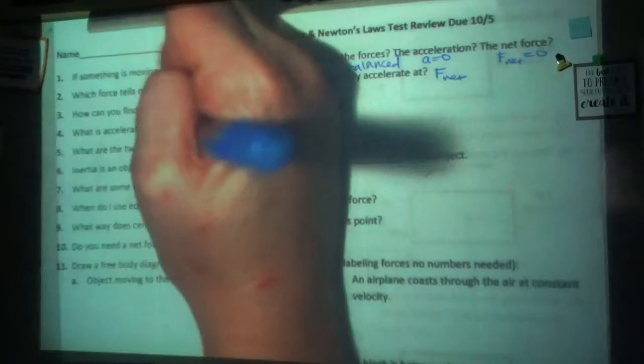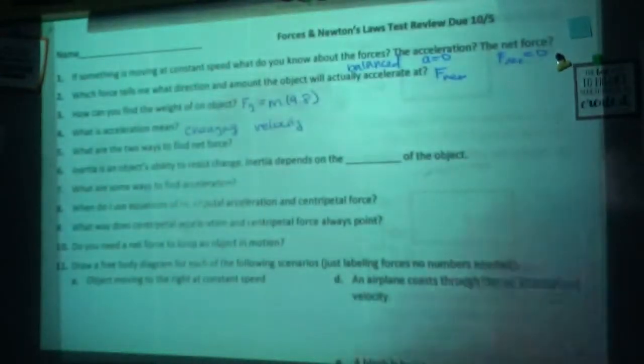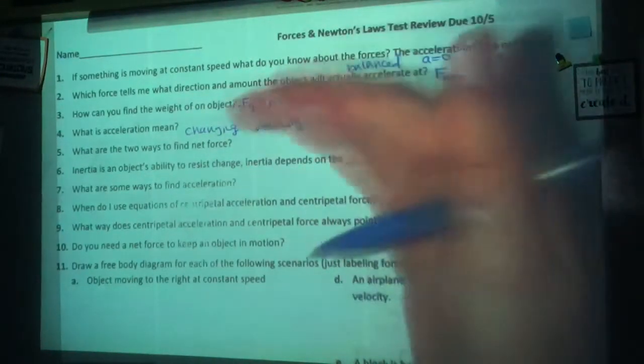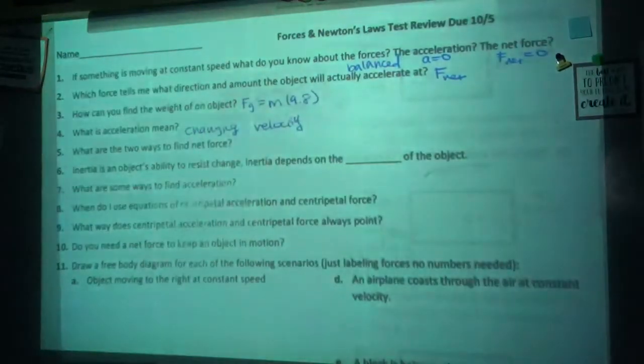What acceleration means is that you have a changing velocity. So that could be speeding up, that could be slowing down. It also includes turning, so even though it stays at the same speed, changing direction changes velocity.